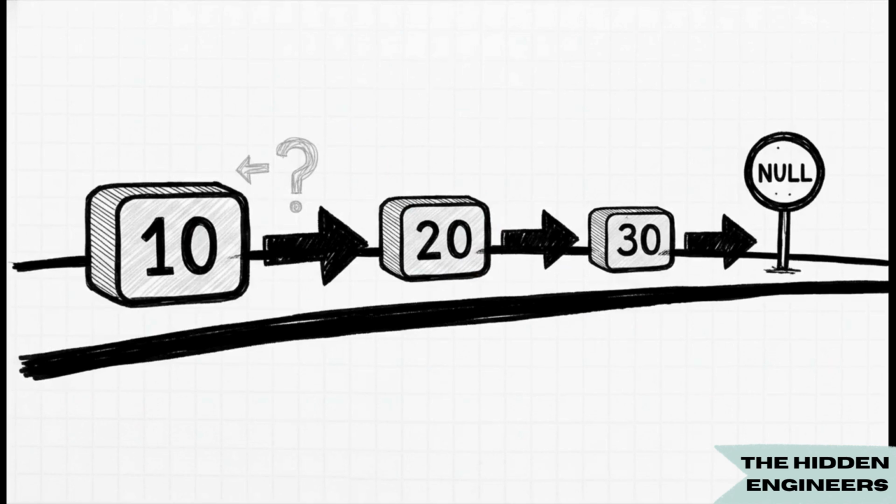Because that train on a one-way track, that's basically a singly linked list. Each little piece of data, we call it a node, only knows about the next node in the chain. So node 10 points to 20, and 20 points to 30. But 30, it has absolutely no idea that 20 even exists. It's a one-way street, pure and simple.